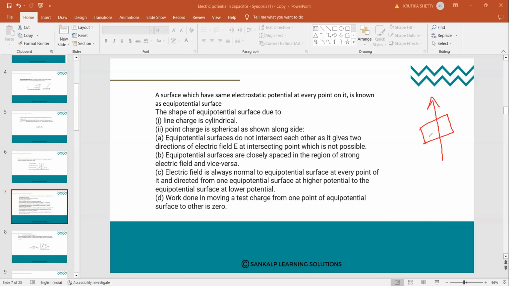It is always perpendicular to the surface. Then the fourth point, work done in moving a test charge from one point of an equipotential surface to the other is 0. So first point, never intersect. Second point, it is placed closely where there is a strong electric field. Third point, it is always normal to the surface. Fourth point, work done in moving a test charge from one point to another point is 0.